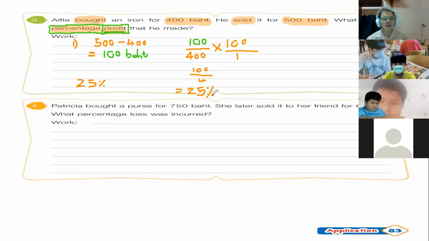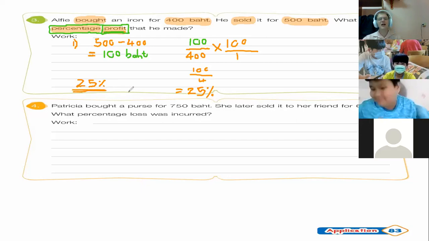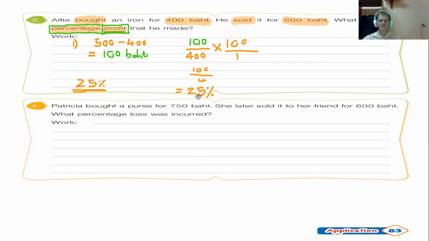When we want to calculate the percentage profit, always over the cost price. So Tantan, your answer was 100% correct, but you must tell me the explanation of how you calculate as well. Okay. So number 4.